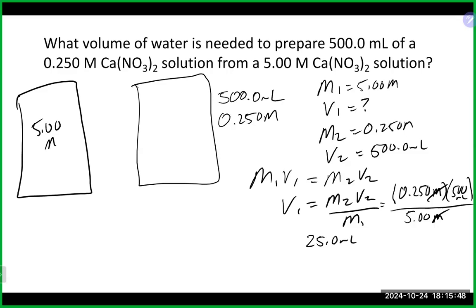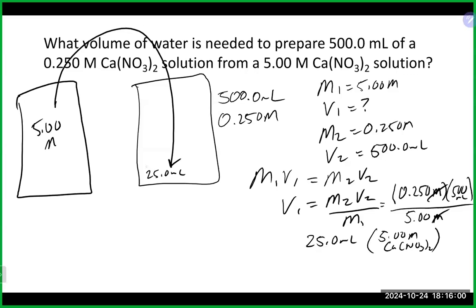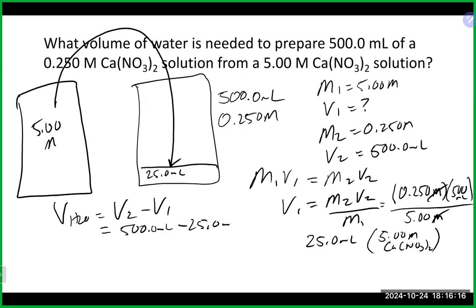Again, that is 25 milliliters of the 5 molar calcium nitrate solution, the more concentrated solution. So once again, we're going to take out 25 milliliters of the more concentrated one. That means I can figure out how much water I need again by taking my V2 minus V1. So I want to end up at 500 milliliters. I've already tossed in there 25 milliliters of solution, so a net of 475 milliliters of water needs to go in there with it.